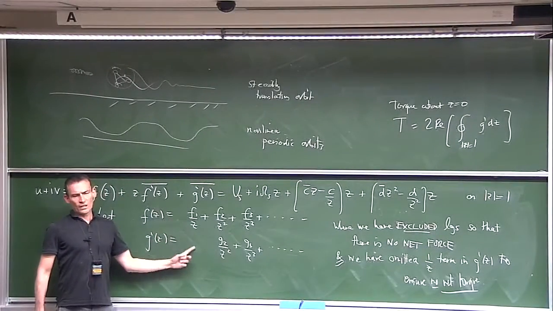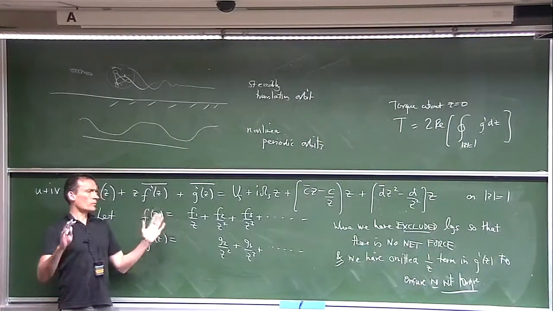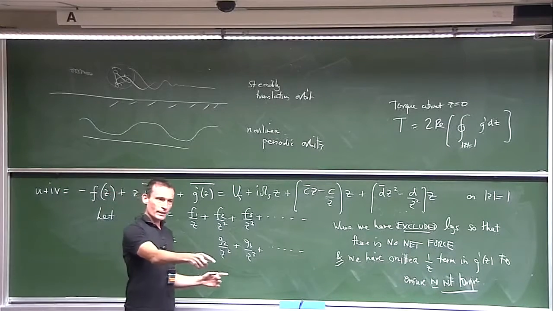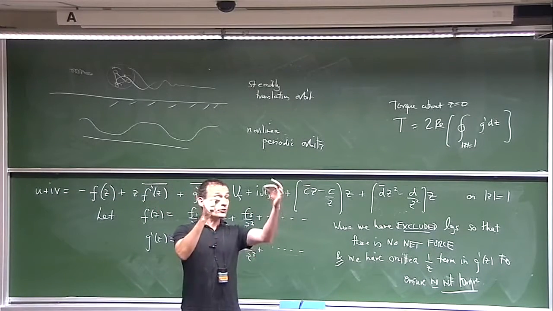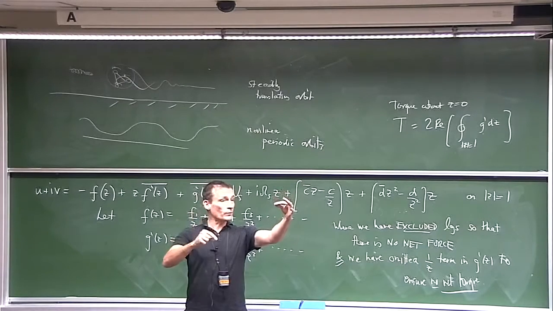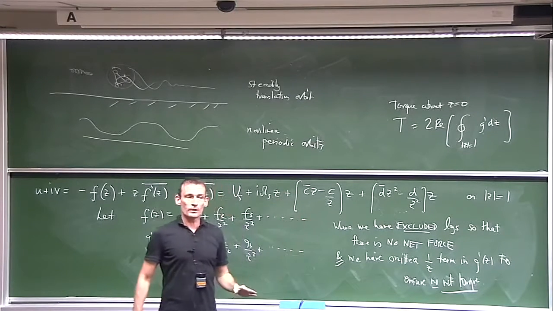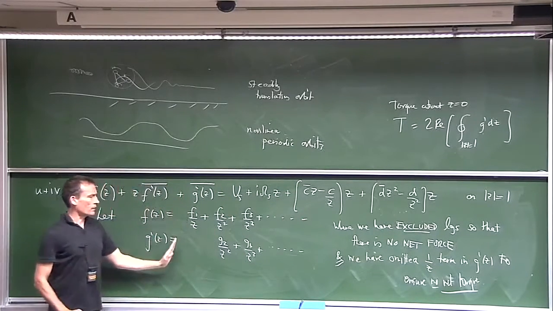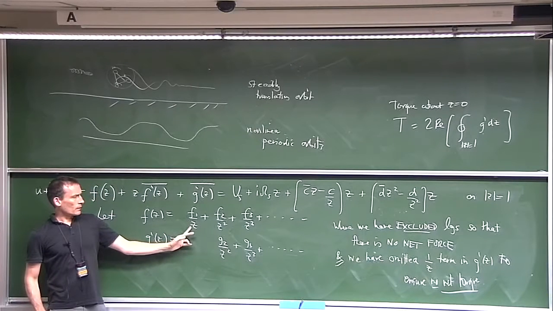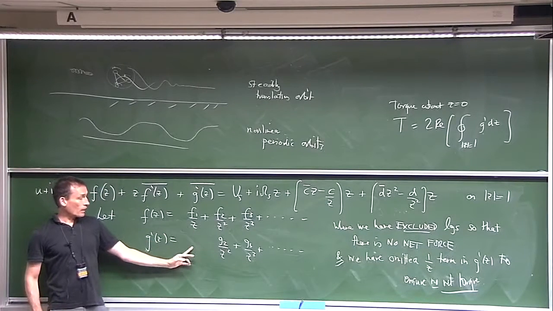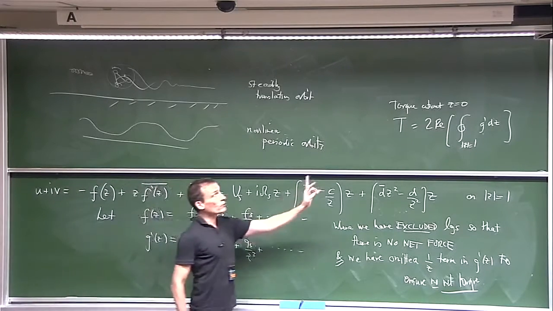By the way, I could have also included constants here, but it turns out the constants don't matter. You suggested, are they unique? And they're only unique up to adding constants. Remember that you could add a constant to F and take it away with G prime, and the velocity field would be the same. So the constants don't matter here. I can't have a 1 over Z term here, because it would imply a torque.